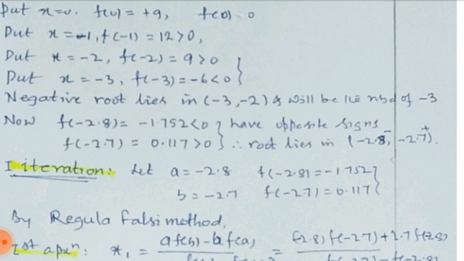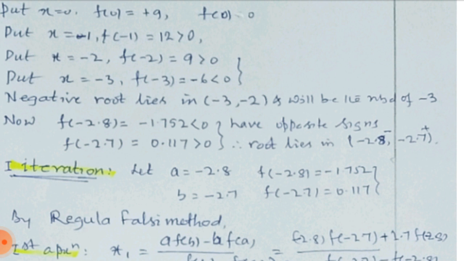And put x is equal to minus 2.7. f of minus 2.7 is equal to 0.117. It is positive. So therefore f of minus 2.8 is negative, f of minus 2.7 is positive. Therefore the real root lies between these two.